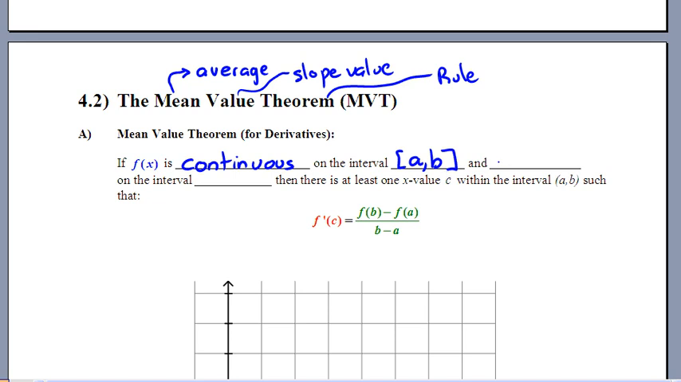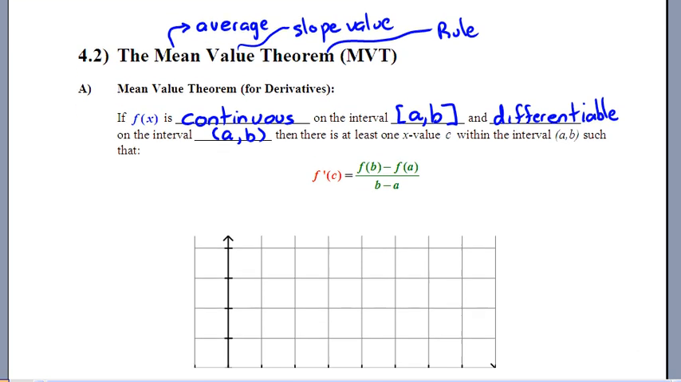It also has to be a smooth function, so it has to be differentiable on that interval, but it doesn't have to be differentiable at the very edges of the interval. So you can actually have round brackets there, sort of soft edges are fine. And it says if you've got this function that is connected and smooth, then there's at least one x value, which we're going to call c, inside that interval such that this happens, right?